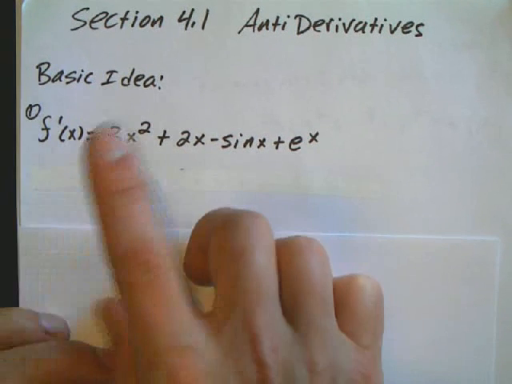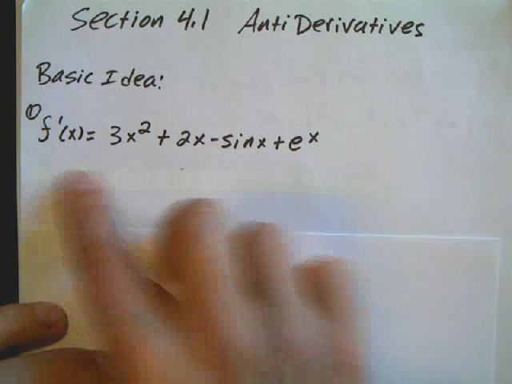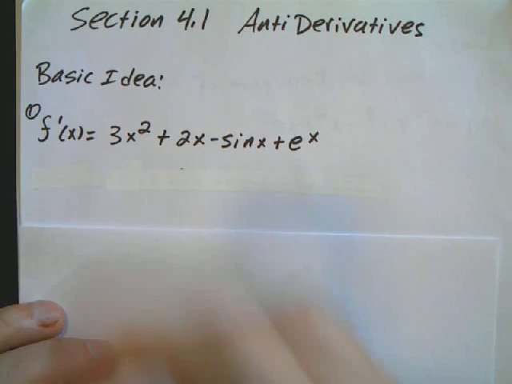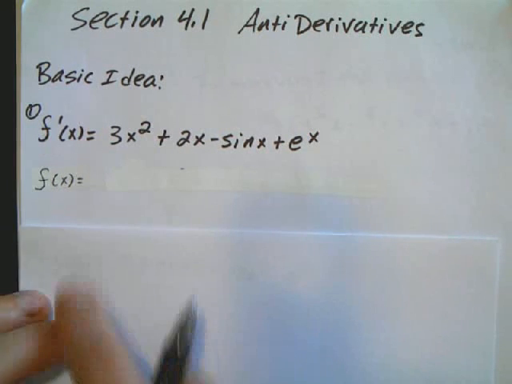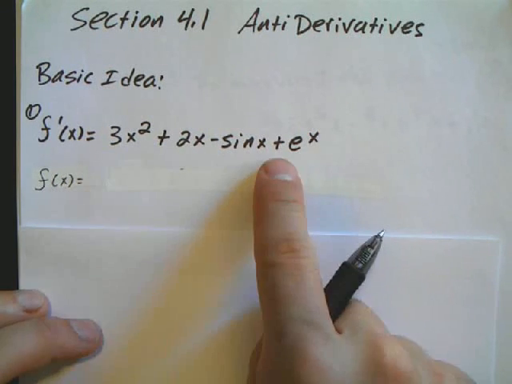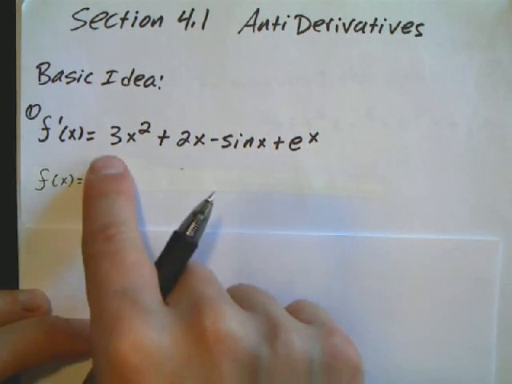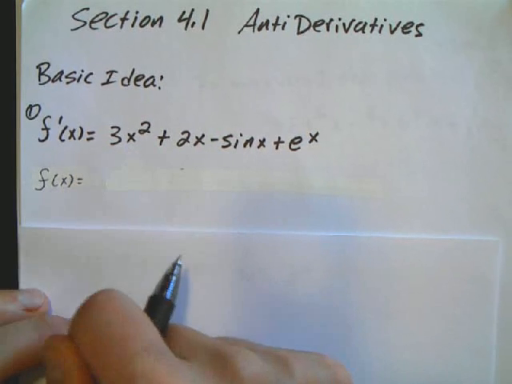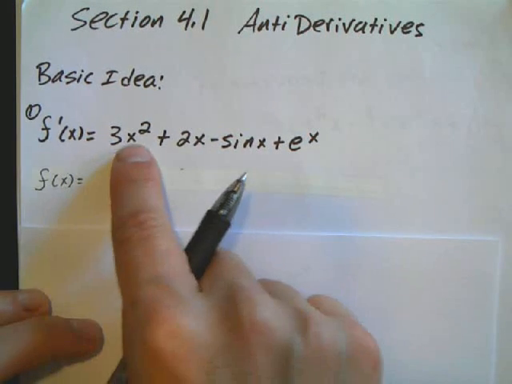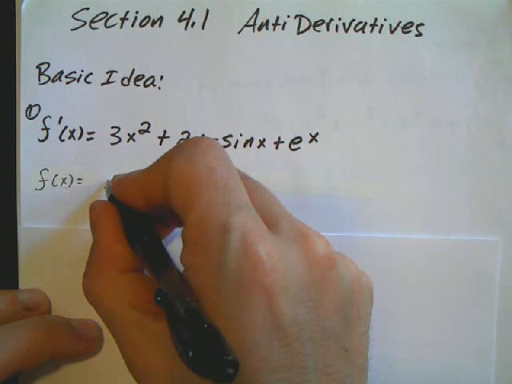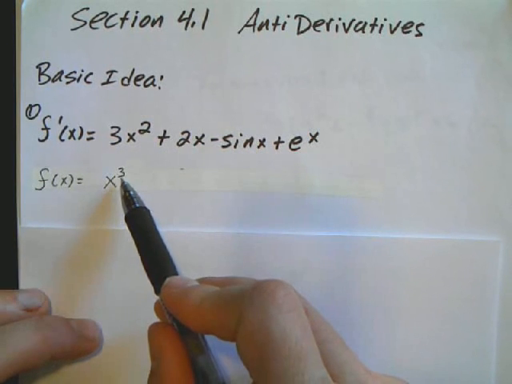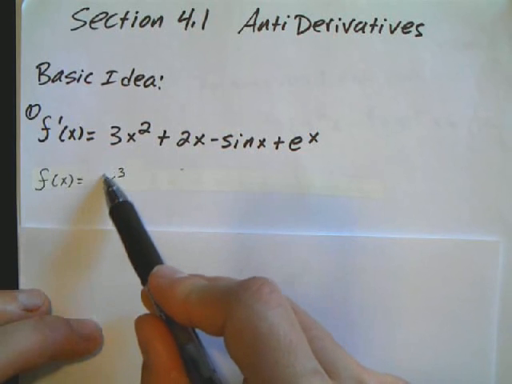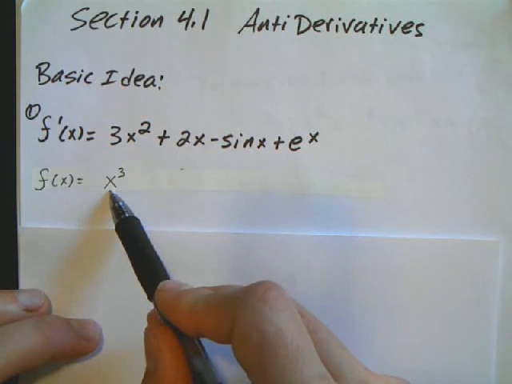So let's say we're already at the derivative stage, and we want to figure out what function we would start with to end up with this derivative. What do we take a derivative of and end up with 3x squared? Well, it's kind of the opposite of the power rule. I would have had to start with x to the third, because if I derive x to the third, I would end up with 3x squared.